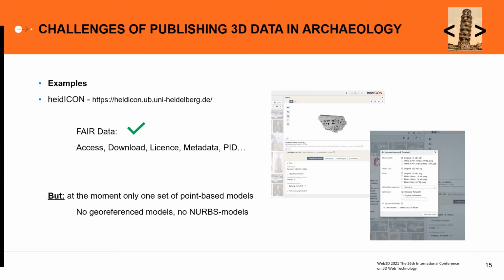And that is exactly the same for the other example, the repository of the University of Heidelberg. There you can find a large number, I think over 1000 3D models of cuneiform tablets. Again, there's rich metadata, license information, persistent identifiers, and you can download the models. But again, this is one similar set of point-based 3D models.